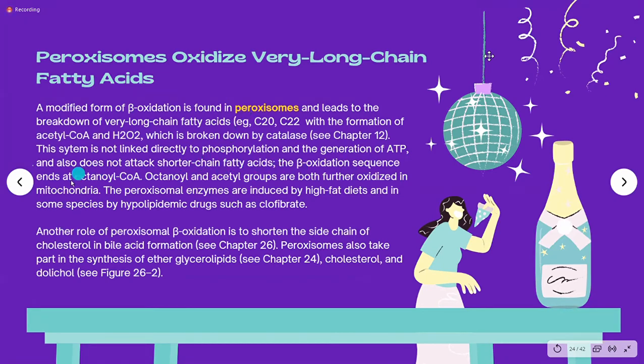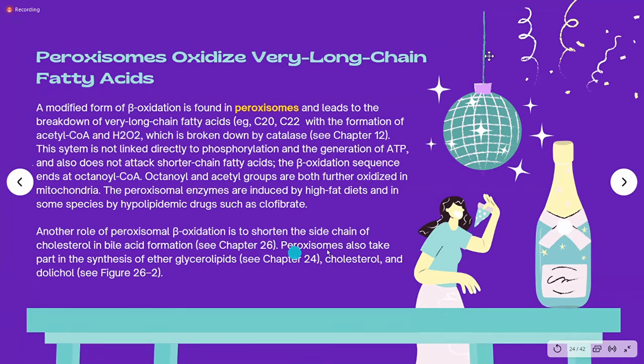The beta oxidation sequence ends at octanoyl-CoA. So what is octanoyl? How many carbons is this? 8 carbons. And then the acetyl-CoA that is produced is oxidized in the mitochondrion. Peroxisome enzymes are induced by a high-fat diet, and in some species by hypolipidemic drugs such as clofibrate. Another role of peroxisomal beta oxidation is to shorten the side chain of cholesterol in bile acid formation.